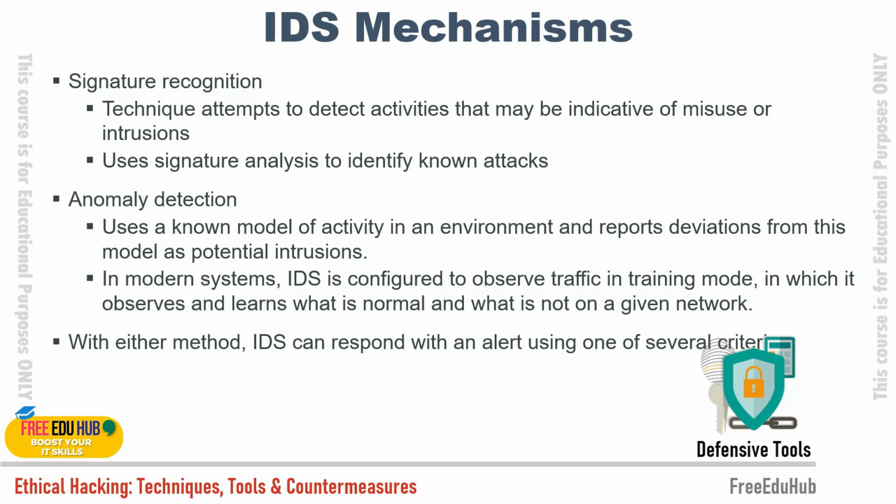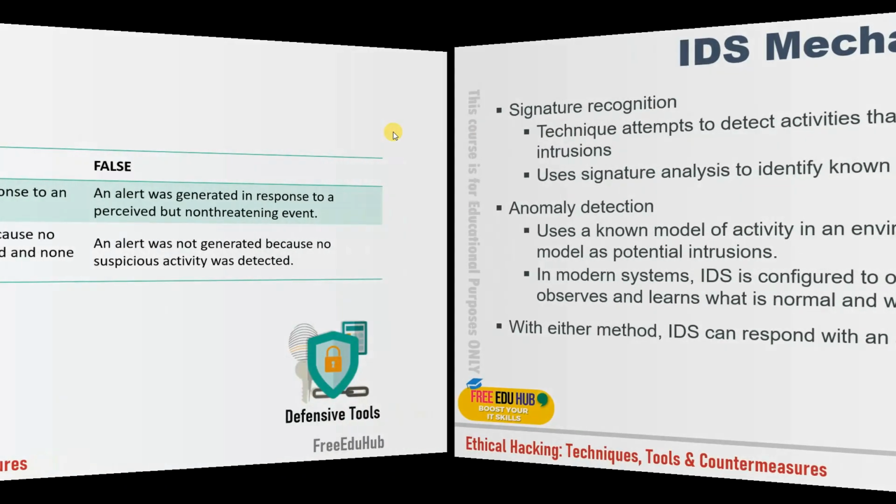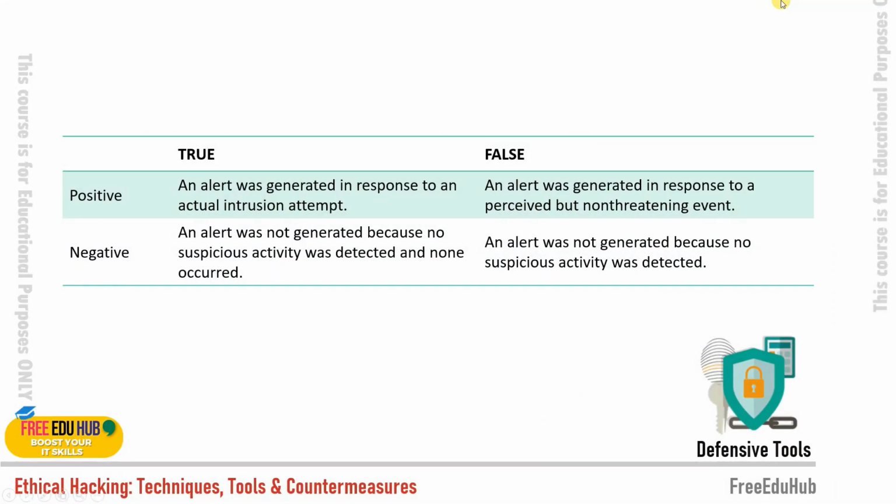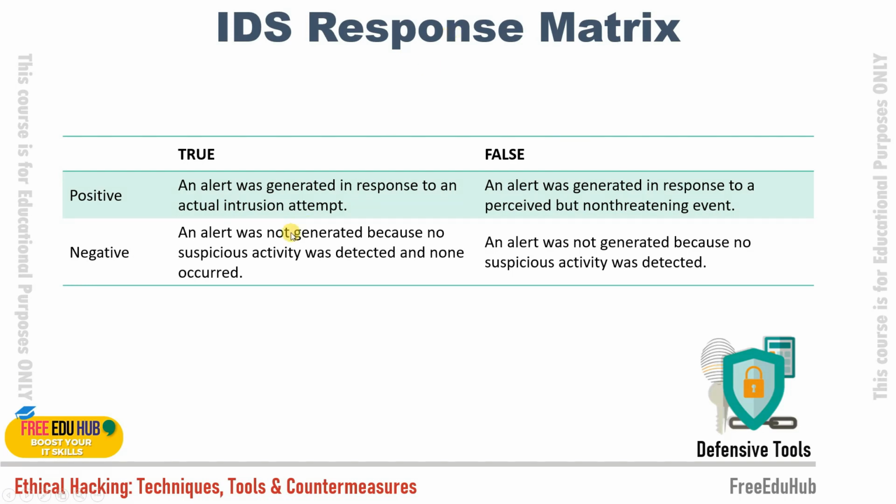It uses a known model for the activity in an environment and reports deviations from its model. In modern systems, IDS is configured to observe the traffic in training mode, in which it learns what is normal and what is abnormal on a typical network. With either method, IDS can respond with an alert using one of several criteria which are defined in the system. Now we have an interesting matrix here, which tells us about the response matrix of an IDS.